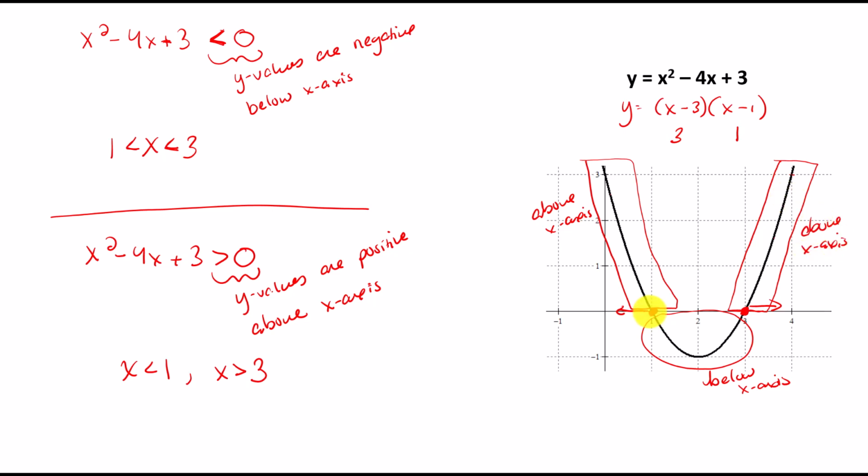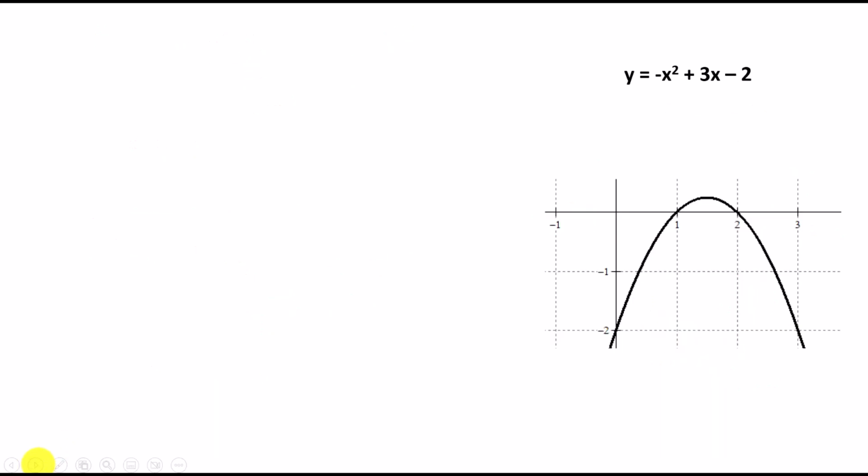And for x values less than 1, my y values are also positive. So I can use a comma or I can write or. So when x is less than 1 or when x is greater than 3. And then again, when x was anything between 1 and 3, my graph was below my x-axis or had negative y values. Okay, let's look at one more.